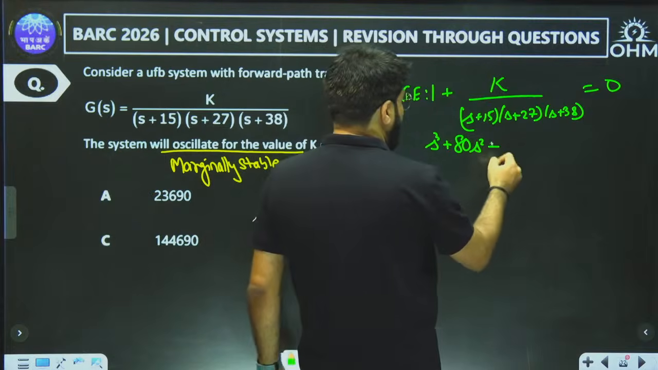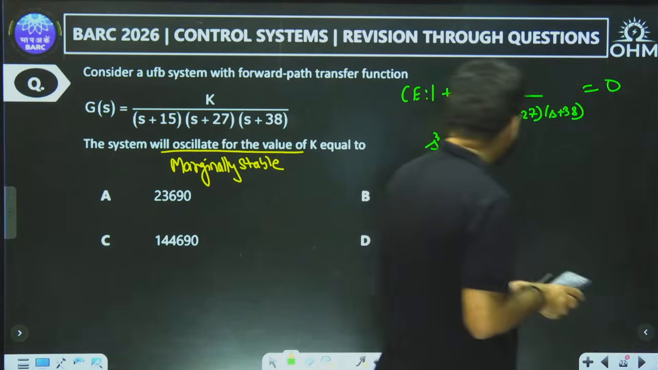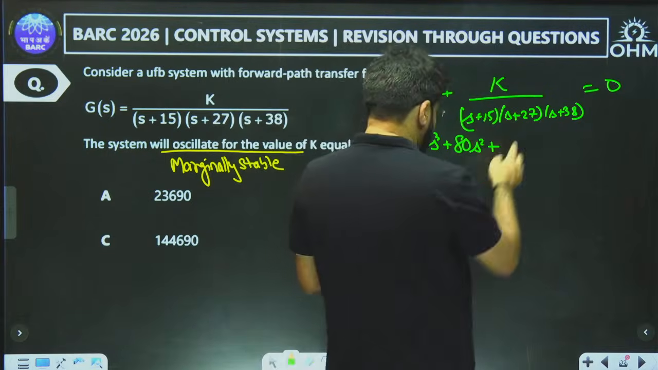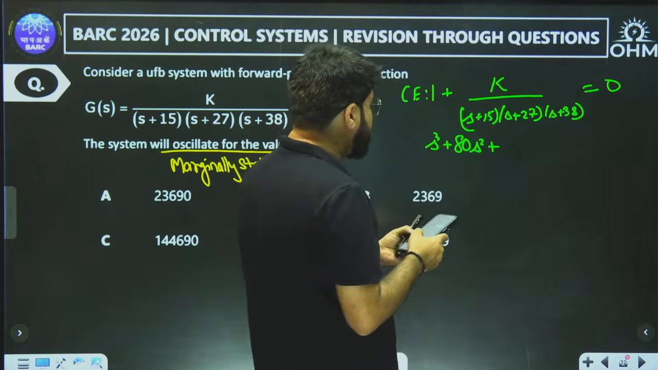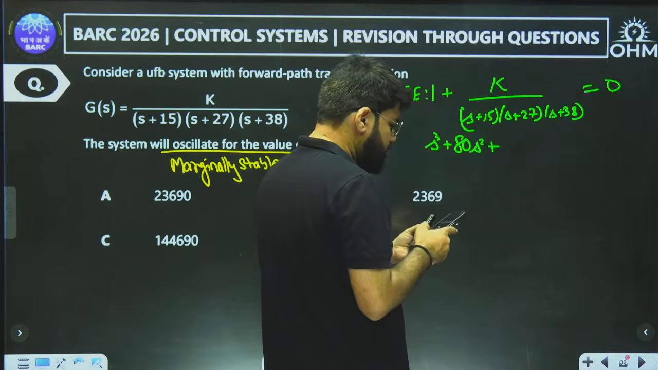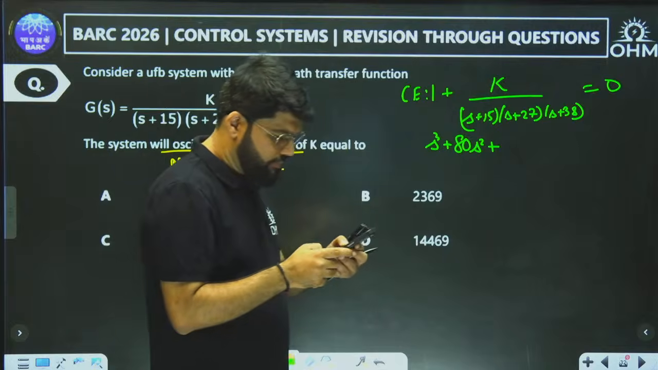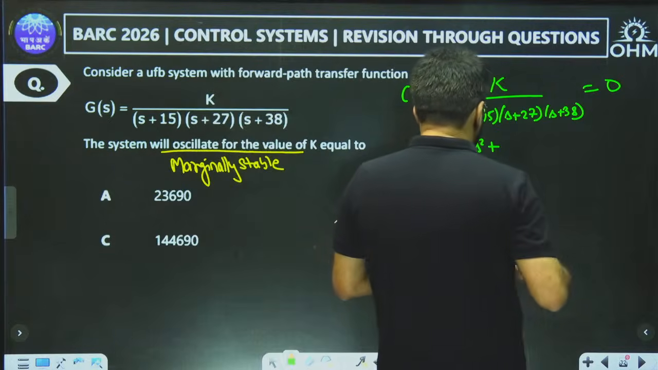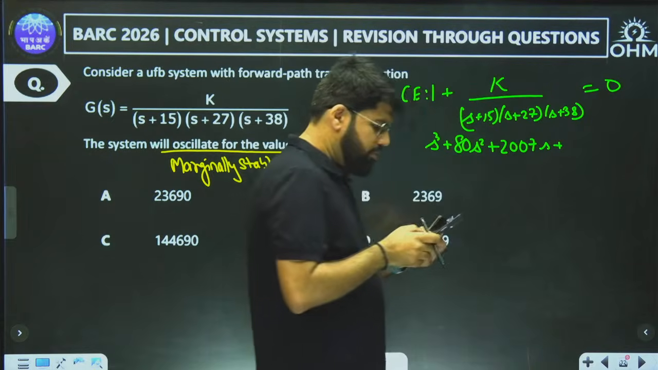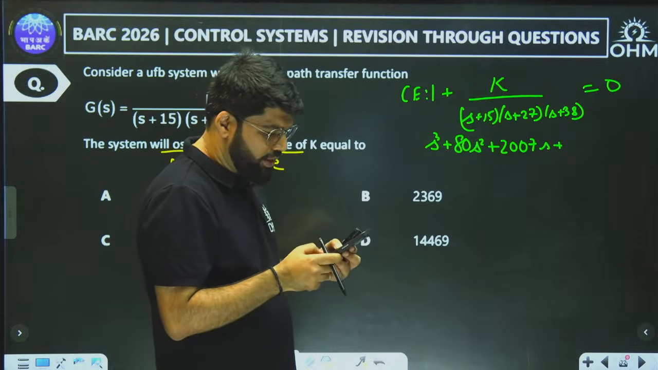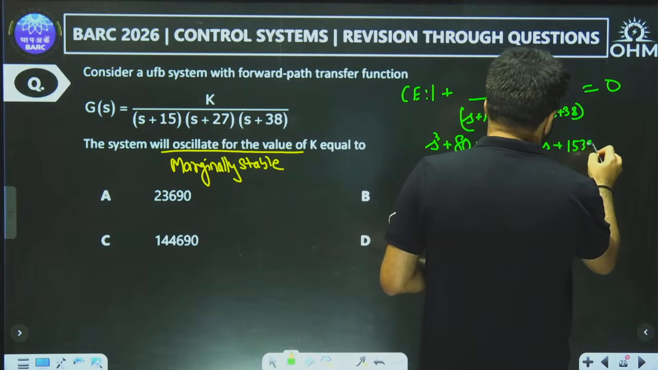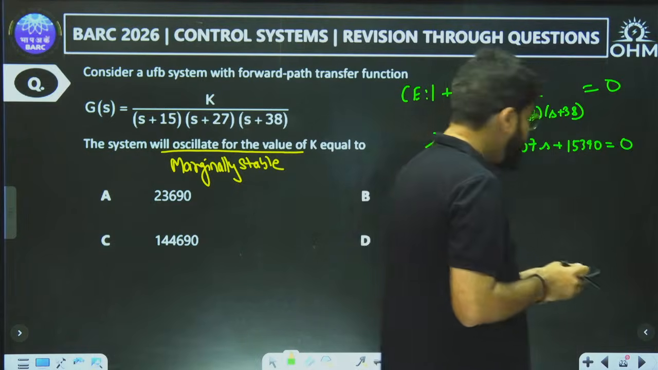Next term is going to be how much? I'll write down the next term for you directly, otherwise you can multiply the factors. Next term is the pairwise product: 15 into 27, plus 15 into 38, plus 27 into 38, which is 2001. So the next term will be 2001s, and the last one will be the product of these three numbers. 15 into 27 multiplied by 38 is 15390, equal to 0.